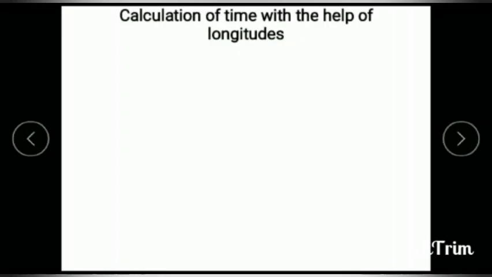Now this is the next slide, calculation of time with the help of longitudes. So in this we will find out how longitudes would be helpful to find the exact location. So let's see how. See, first, longitude helps us to calculate. As we have studied, due to the International Dateline, the places in the Eastern Hemisphere are one day ahead of the places of the Western Hemisphere.